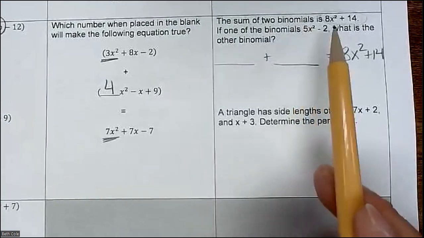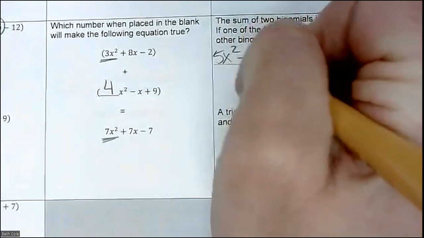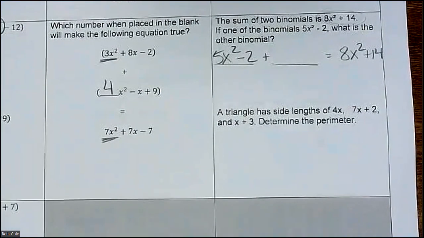Now, hold on a second. One of them is 5x squared minus 2. So that's what goes on that blank. You're trying to find the missing one. So it's like the one we just did. Don't stare off into space. Part of math class is going to be me talking to you.